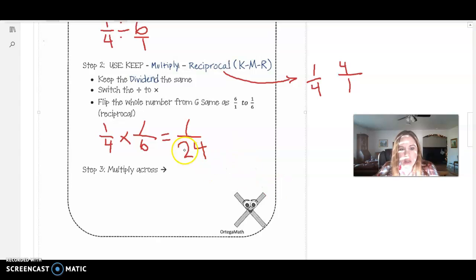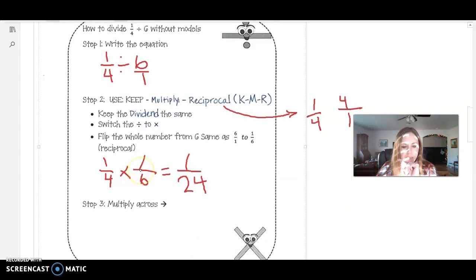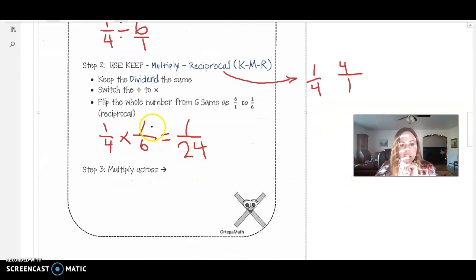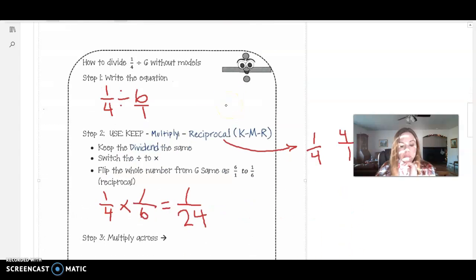So what did you notice? I noticed that when we started with a fraction, we ended with a fraction. But if we started with a whole number, what was our quotient? Our quotient was a whole number, wasn't it? So that's something to remember. Whenever you are dividing fractions, if you're starting with a fraction, you're going to end with a fraction. And if you're starting with a whole number, your quotient is going to be a whole number.